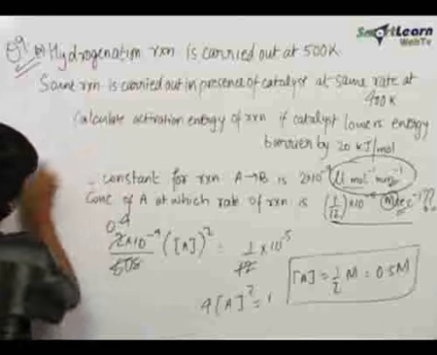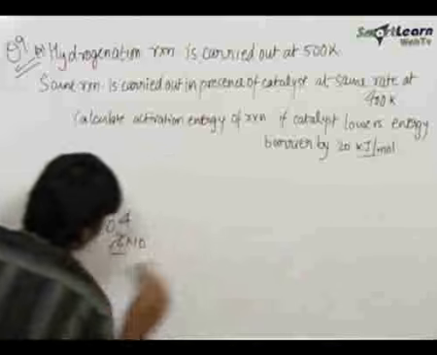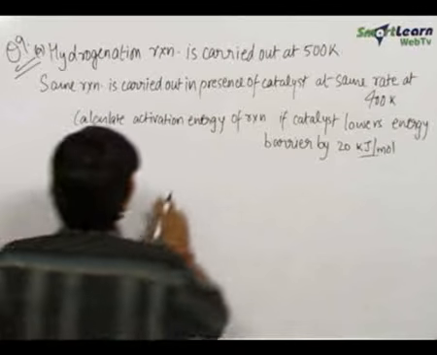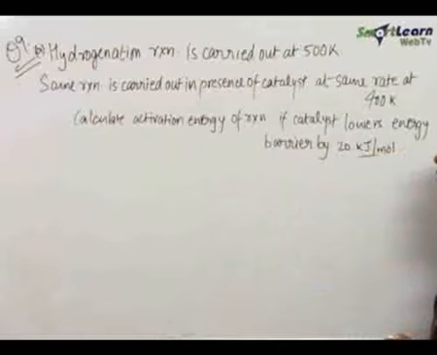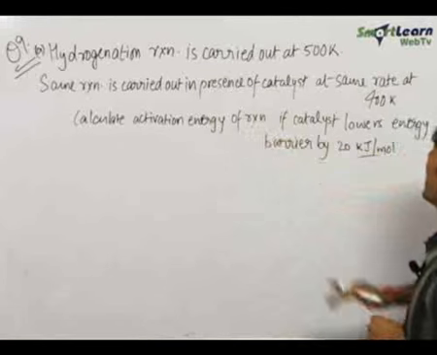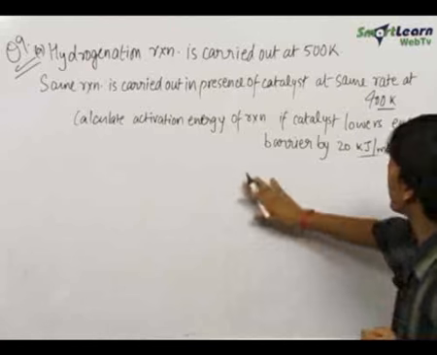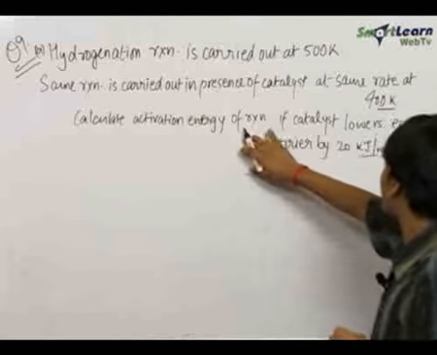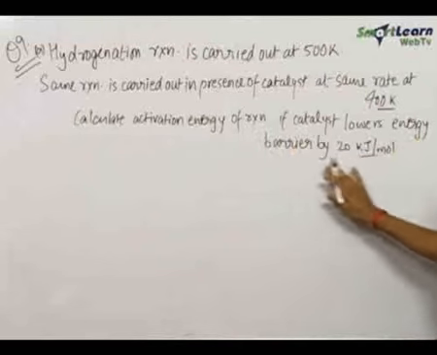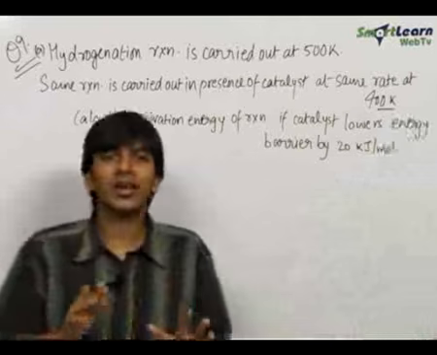So now let us solve the A part of the question, which is an independent question. We have been given a hydrogenation reaction carried out at 500 Kelvin. The same reaction is carried out in presence of a catalyst at same rate at 400 Kelvin. We need to find out the activation energy of the reaction if the catalyst lowers the energy barrier by 20 kilojoule per mole. So you must first understand what a catalyst does.